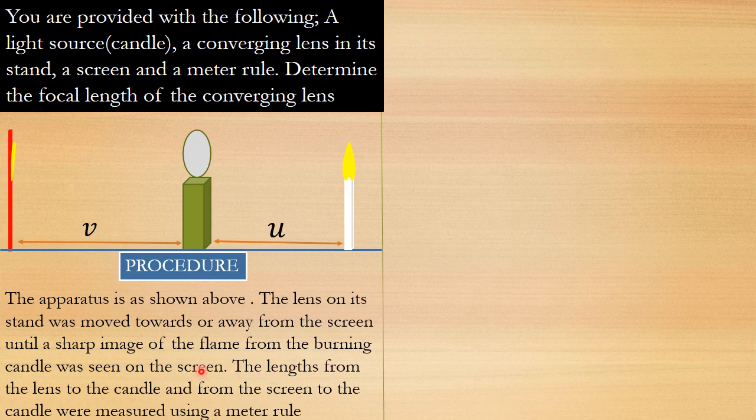The distance from the lens to the candle, that is this our U distance, and the distance from the lens to the screen, that is this our V, were measured using a metre rule.